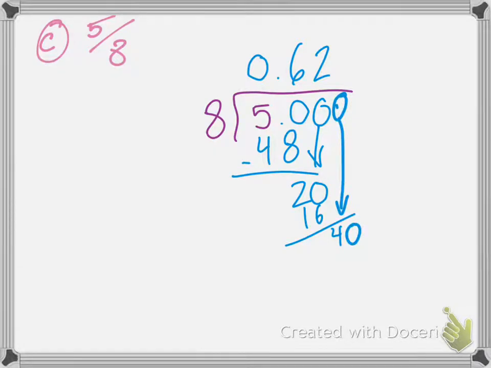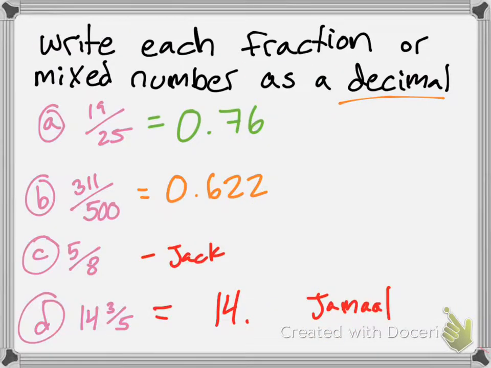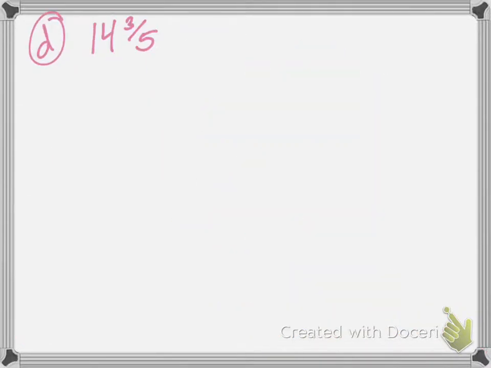8 goes into 40. Show me on your fingers. How many times? It goes in 5 times. And it is exactly 40. Look at that. We got down to our 0. So we find our answer, as Jack said, to be 0.625 or 625 thousandths. Jamal, what about this one?